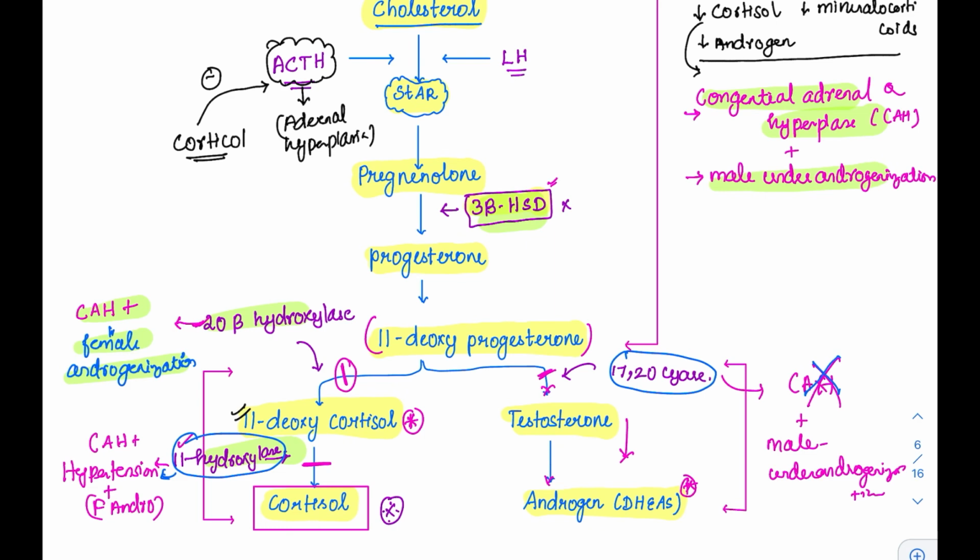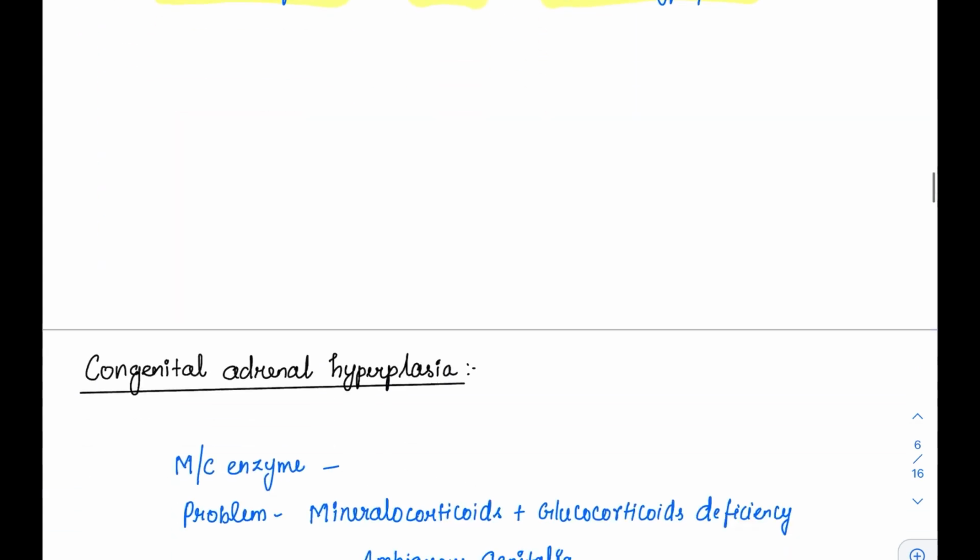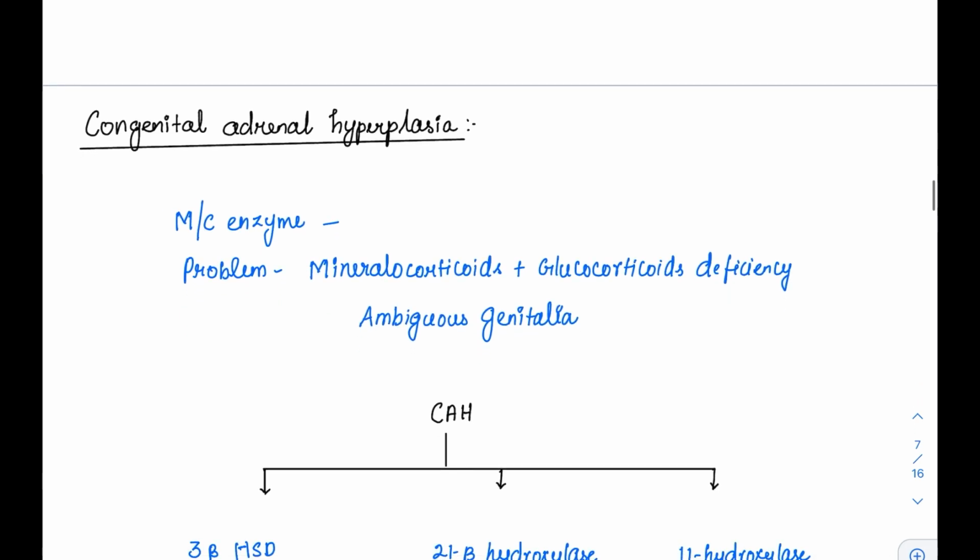So now let's summarize all that we have learned till now. When cortisol is deficient, what is going to happen? It is going to increase the ACTH, and finally it will cause adrenal hyperplasia. Now coming to congenital adrenal hyperplasia, out of all these enzymes, the most common enzyme deficiency is 21 beta hydroxylase. So what are the problems we are facing? Mineralocorticoids can be deficient, glucocorticoids can be deficient, and finally there can be ambiguous genitalia also, because in a female child, over androgenization can happen. So that will cause ambiguous genitalia kind of features.